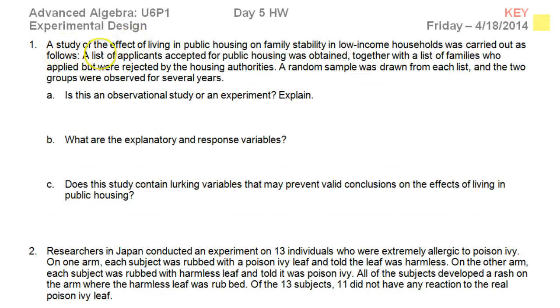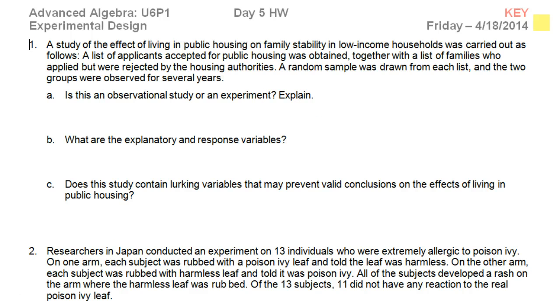Problem number 1. A study of the effect of living in public housing on family stability in low-income households was carried out as follows. A list of applicants accepted for public housing was obtained, together with a list of families who applied but were rejected by the housing authorities. A random sample was drawn from each list, and the two groups were observed for several years. Is this an observational study or an experiment?